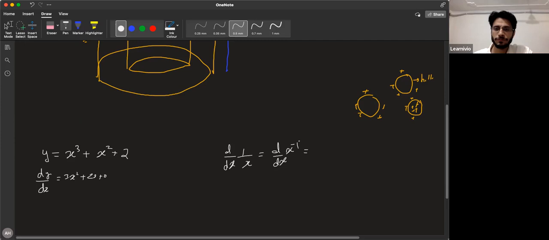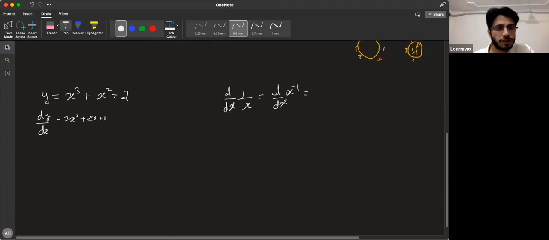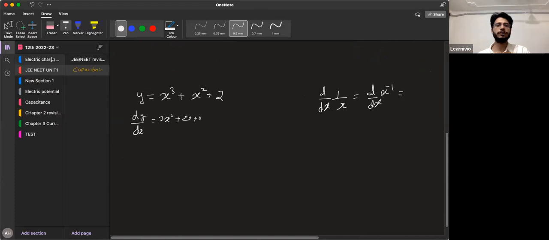To the power minus 2. But minus of x to the power minus 2. Yeah, minus of x to the power minus 2. Okay, fine. Your calculations are good. The rest of the things I will check during the class.